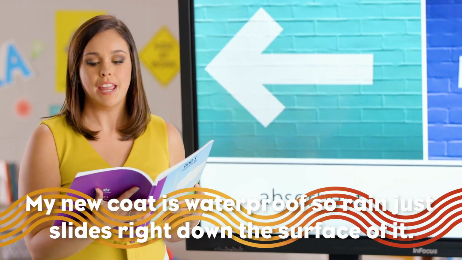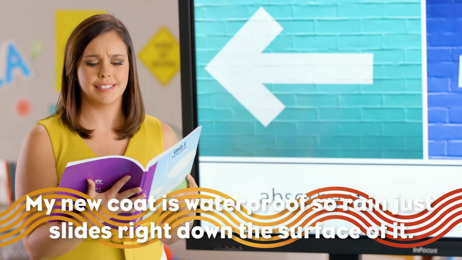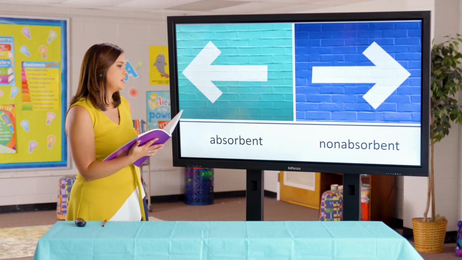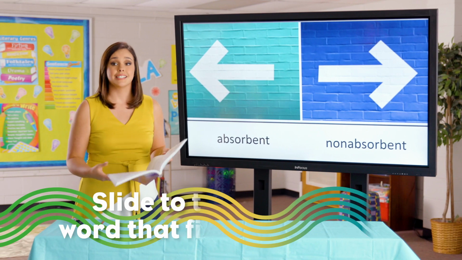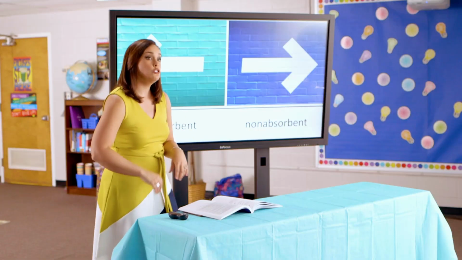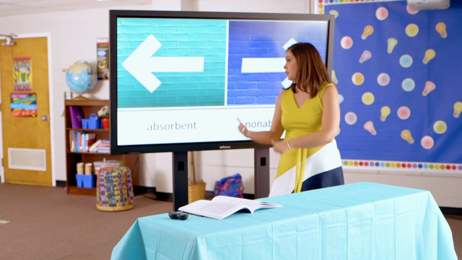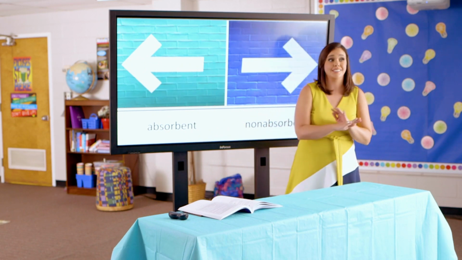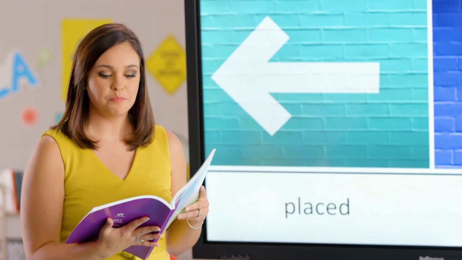My new coat is waterproof, so rain just slides right down the surface of it. Is this absorbent or non-absorbent? Slide to the word that fits this sentence. Right, so you should slide over to non-absorbent because the rain slides right off the coat. It does not absorb. All right, are you guys ready for the next one?